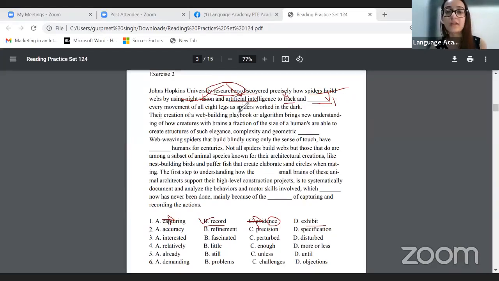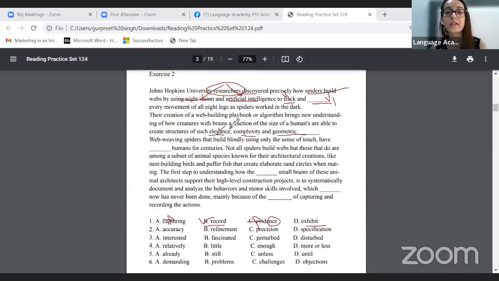Their creation of a web building playbook or algorithm brings new understanding of how creatures with brains a fraction of the size of a human's are able to create structures with such elegance, complexity, and geometric dash.